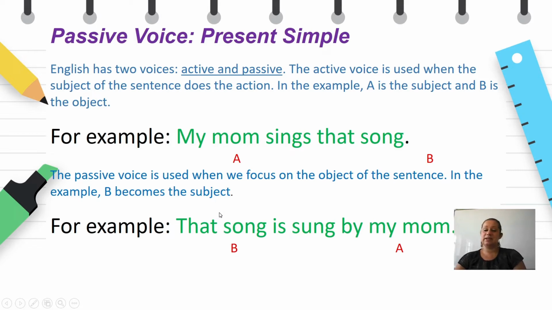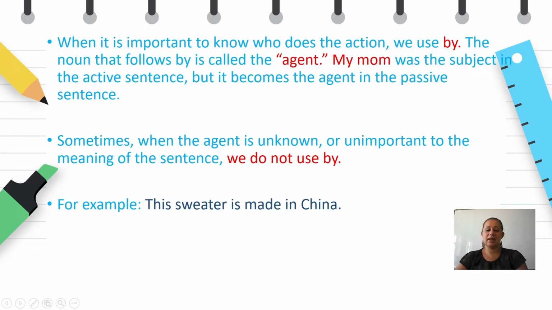So we say that the subject and the object of the active sentence change their places. Like in this example here, that song now becomes the subject. That song is sung by my mom. When it is important to know who does the action, then we need to use by. The noun that follows by is called the agent.